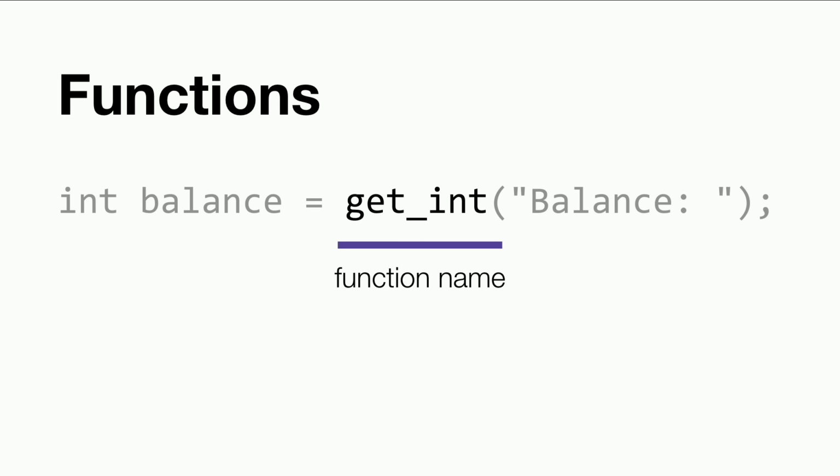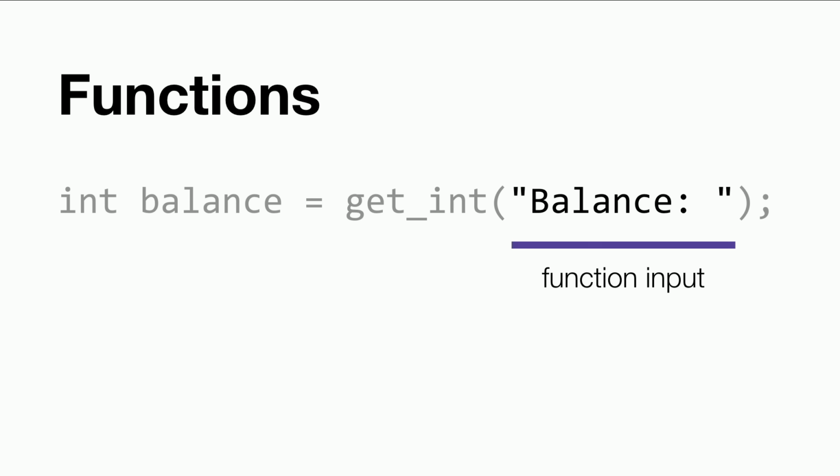So again, getInt is the name of the function, and then this is the function input. So getInt, you can look at the manual for this, but getInt will take in a string of like what you want the input to say before the user types in what they want to put the value as.